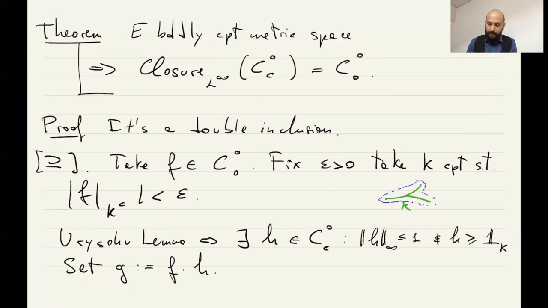Okay, so since h has compact support, this is a product of two continuous functions, so the function is continuous and has compact support because h has compact support. All right, so we have to prove this is an approximation of f in the norm of L infinity, and it's an element in here. So let's prove that these functions are close.